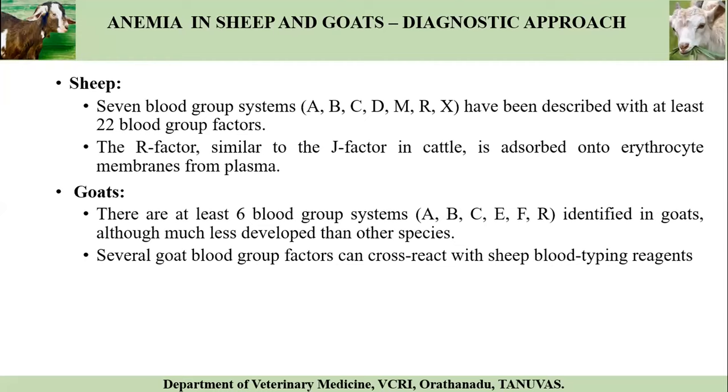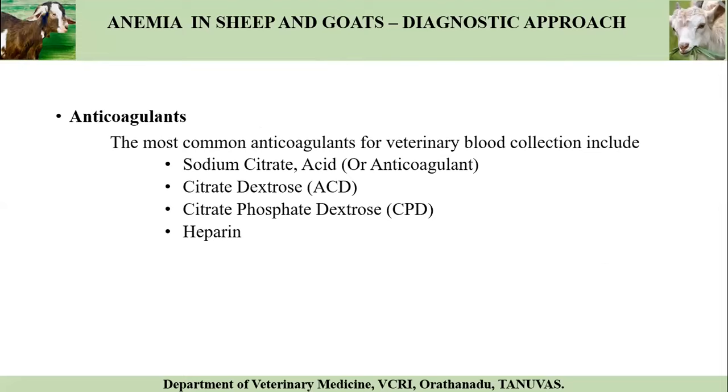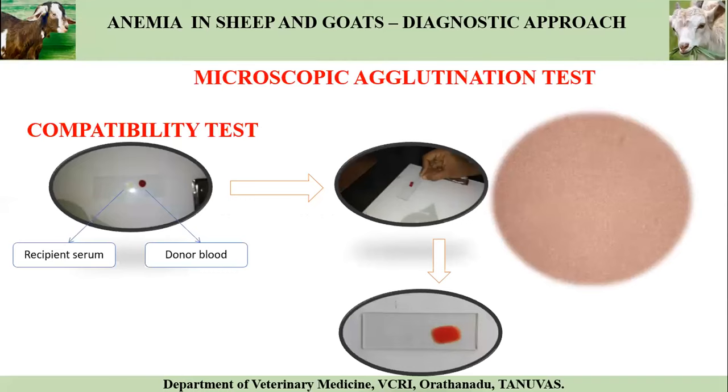What are the commonly available anticoagulants for blood collection? They include sodium citrate, acid citrate dextrose, CPD, or heparin. Before the first transfusion, we don't need an agglutination test, as major reactions won't occur in the first transfusion. Even so, you can take one drop of recipient serum and donor serum and mix them, and see visibly whether any agglutination is there, and also visualize under the microscope whether rouleaux formation is there or not.